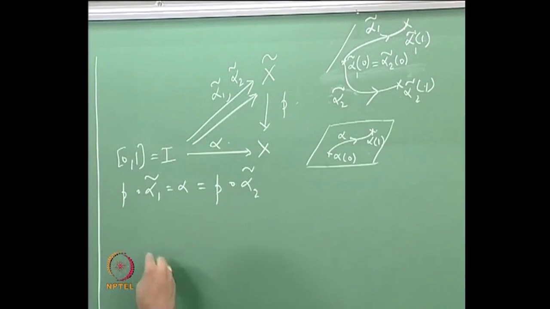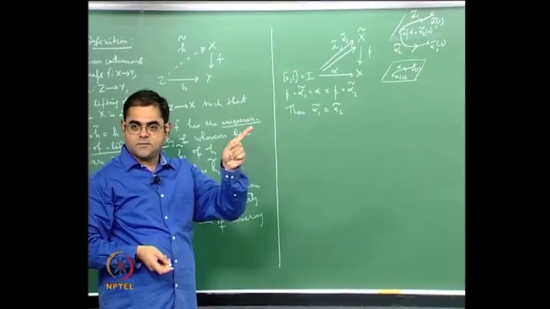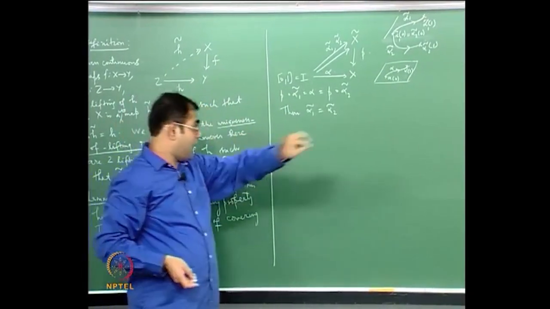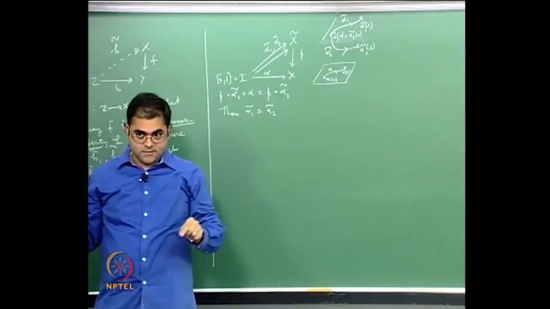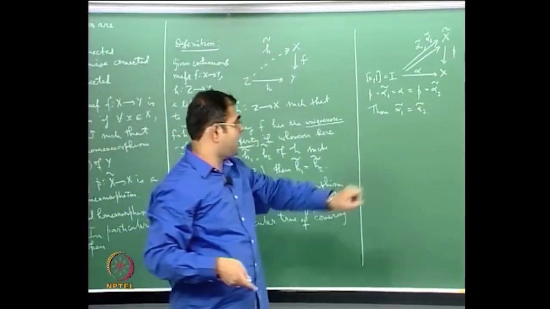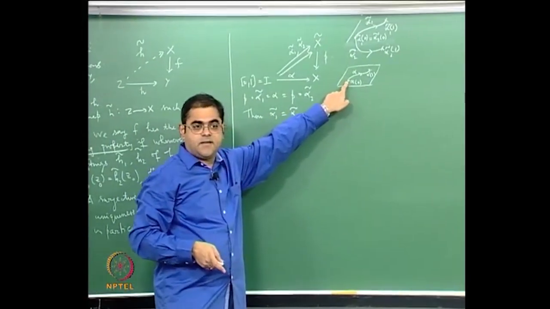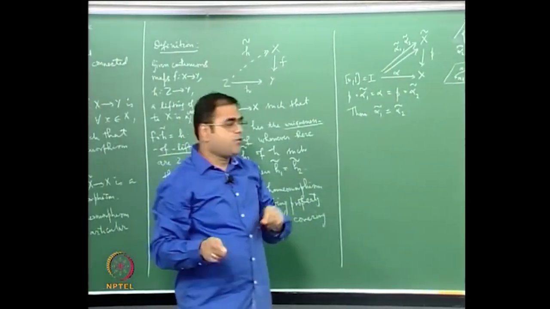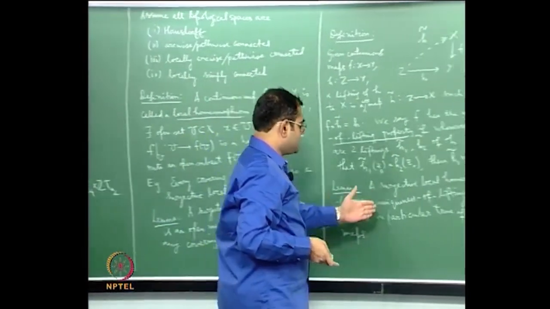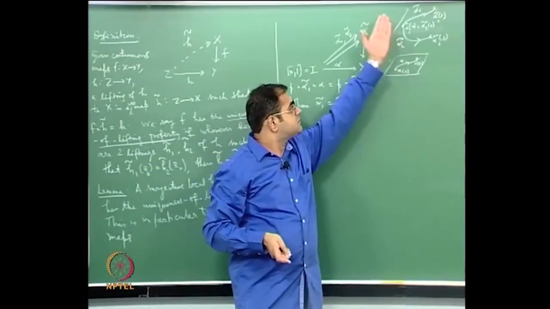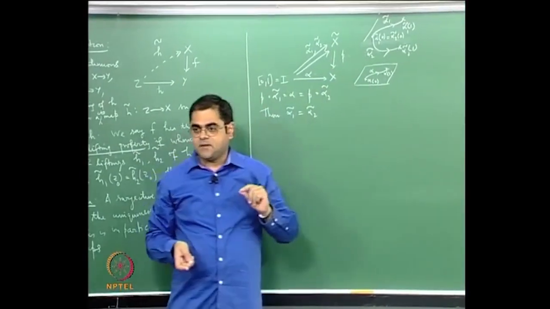So then, alpha 1 tilde is equal to alpha 2 tilde. So given a path below, if at all you can lift it, you can lift it only to one path, provided you fix the initial point above. And this point matters. You could have fixed some other initial point and then you would get some other path, okay. But once you fix the initial point above, lying above the initial point below, then there is only one path you can get, okay. So we say that this uniqueness of path lifting property is true for covering spaces, okay.